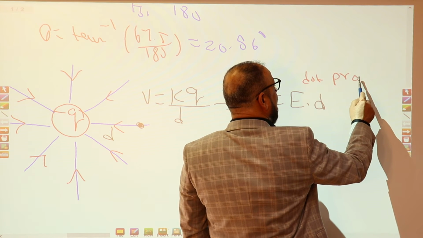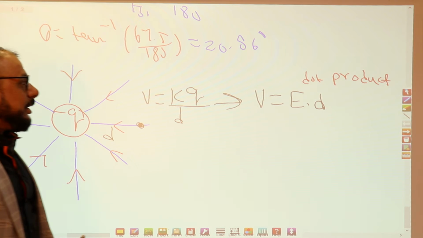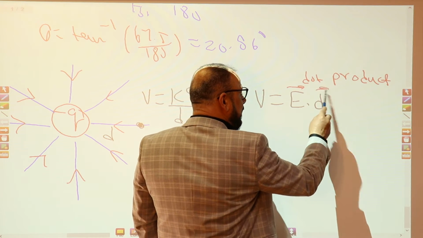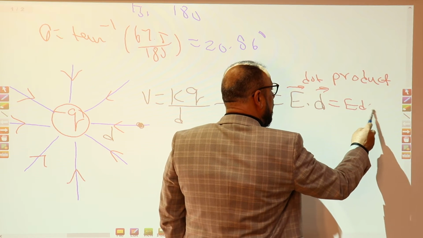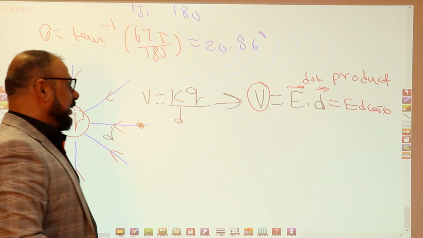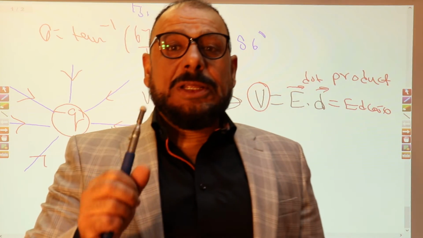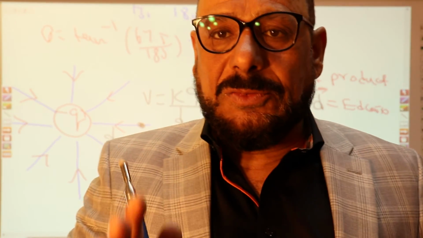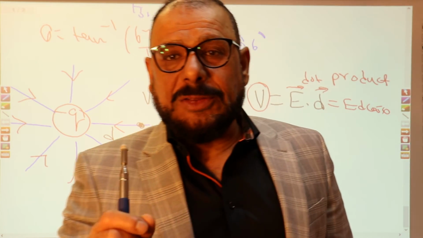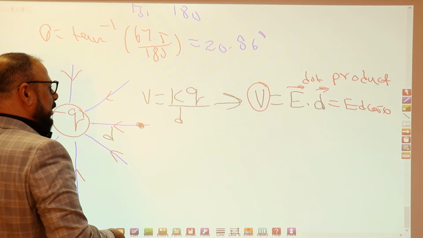In math classes, I promise I will explain the difference between dot product and cross product. A dot product between two vector quantities gives you a scalar quantity. Then V is a scalar quantity. Because of that, you have to take into consideration the negative and the positive for the charge. Then KQ over D at this point.